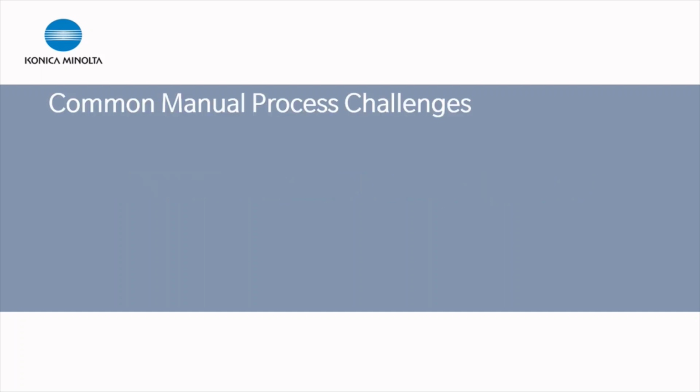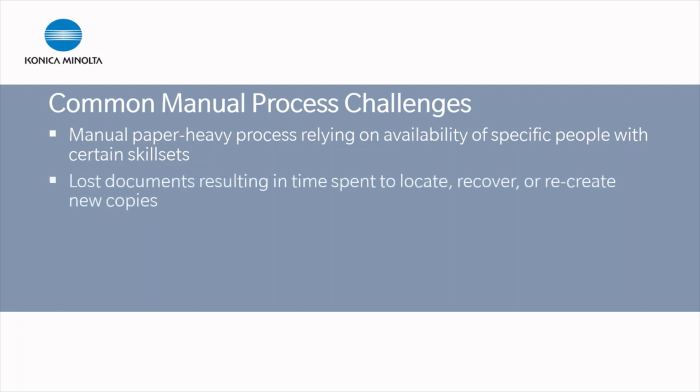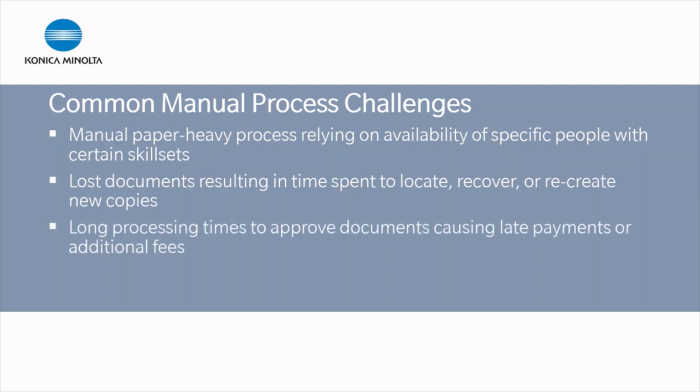The process to get an invoice approved relied on the availability of specific people and skill sets. When compiling documents to make a three-way match, missing paper documents would need to be located, recovered from the provider, or new documents recreated. Long processing times to gather the required information to assure only valid and accurate invoices are approved can result in delayed payments or additional fees. This prevented the client from taking early payment discounts.